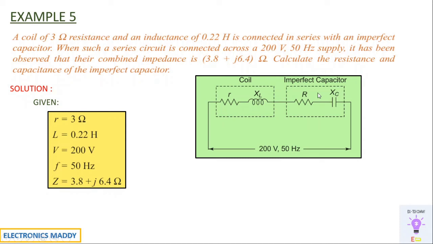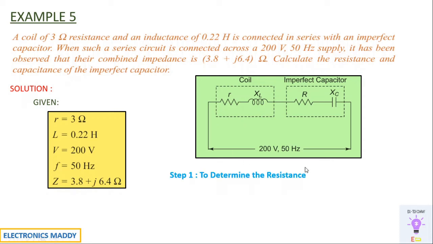It is mentioned that the imperfect capacitor will definitely be having some sort of resistance. They've given the coil resistance, that is 3 ohm, and the inductance value, so we'll be knowing the XL value as well. But they have not mentioned the value of Xc or anything with respect to R. They've only given us the overall impedance, that is Z. So how do we approach these types of problems? Pause this video and try this on your own. If not, then please do watch it and understand how it can be solved.